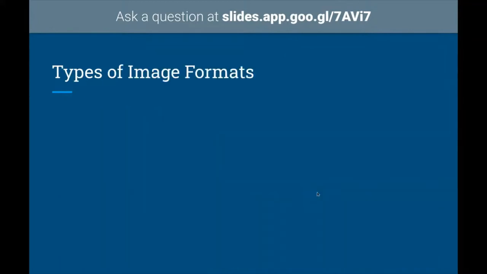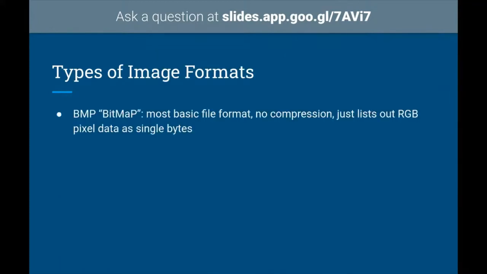So different types of formats. So I mentioned compressions, different formats. So BMP or bitmap is the most basic format. There's no compression, and it literally lists out the red, green, and blue colors in a flat file, and it just puts it from the top of the first row, first column, all the way down to the bottom of the image.